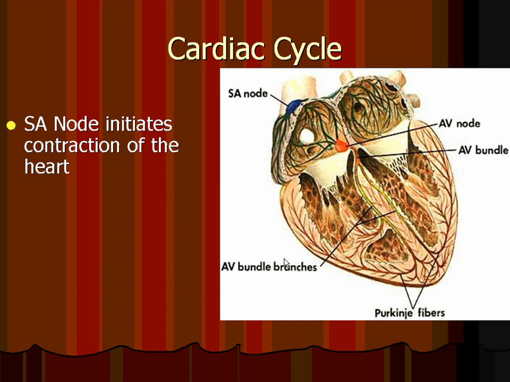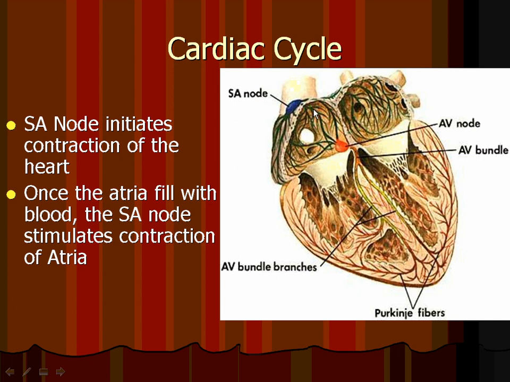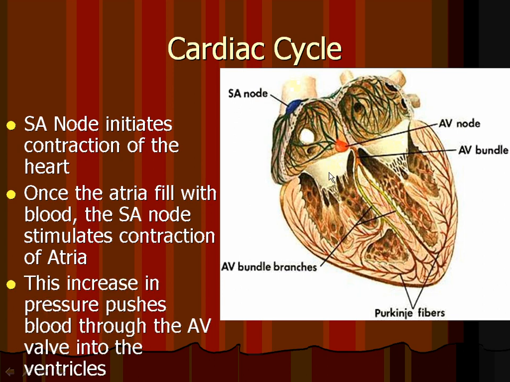So function now. This SA node, the sinoatrial node, is responsible for the contraction of the heart. So this initiates the initial contraction. So what happens once blood starts pooling in the right atrium? It stimulates the SA node to contract the atria. So it contracts here, and if it contracts, it pressurizes this blood and it goes through the AV valve. And this one's going to be the tricuspid and down into the right ventricle.